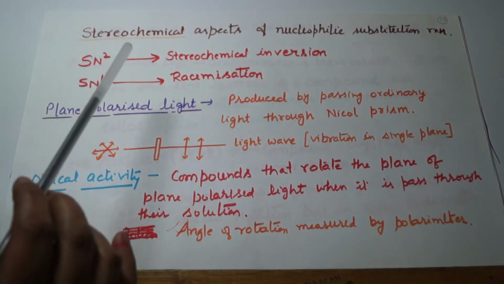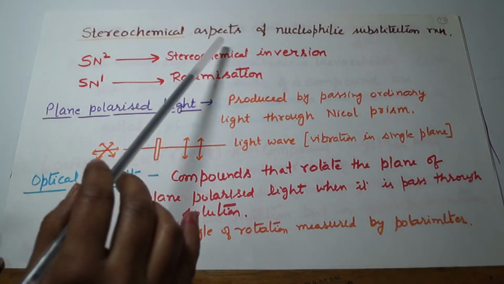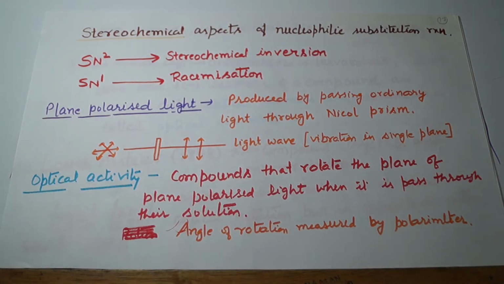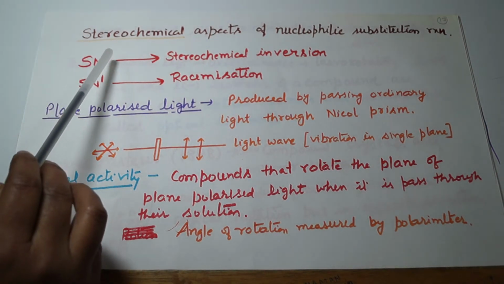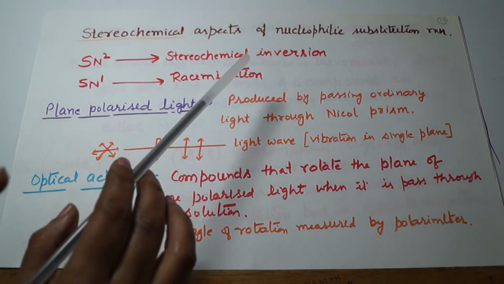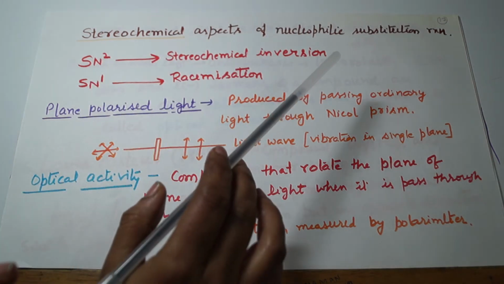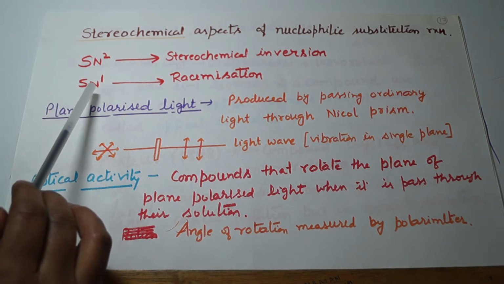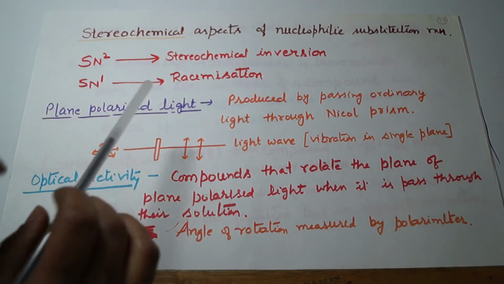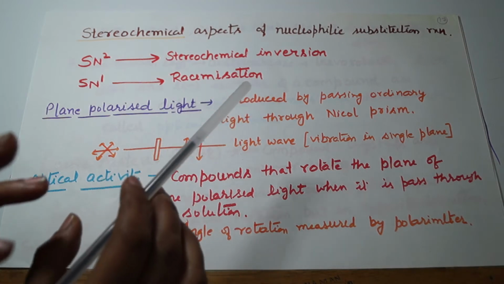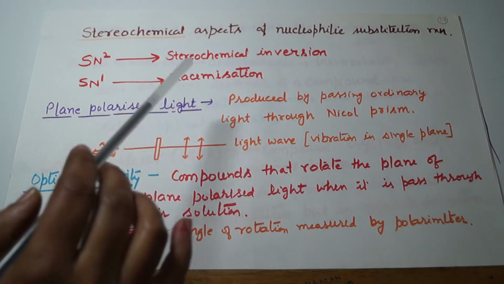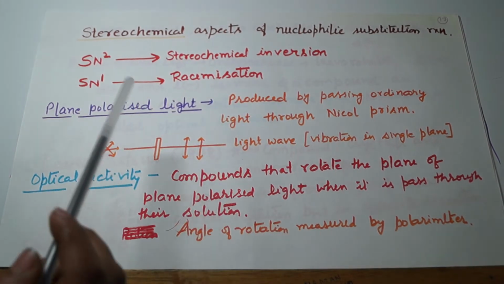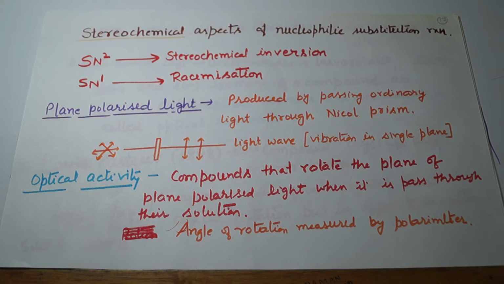Today we will discuss the stereochemical aspects of nucleophilic substitution reactions. As we have studied earlier, in SN2, meaning substitution nucleophilic bimolecular reaction, we get a product that is inverted in configuration, while in an SN1 reaction the product is a racemic mixture of two configurations, a racemic mixture that is also optically inactive.